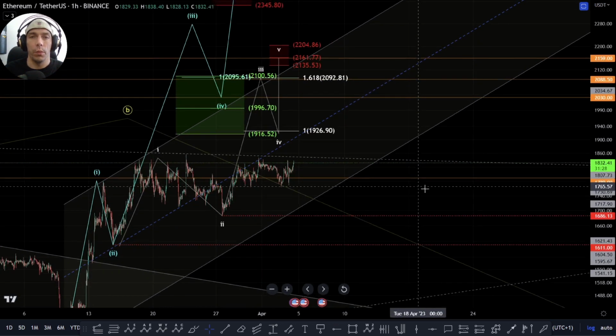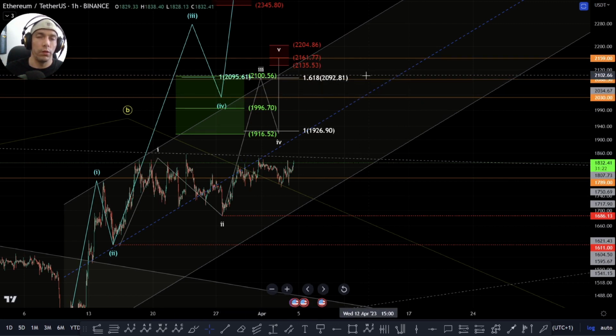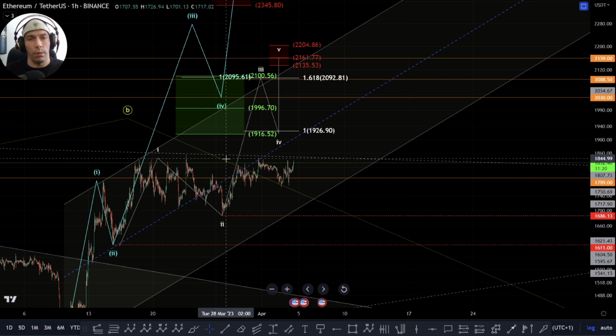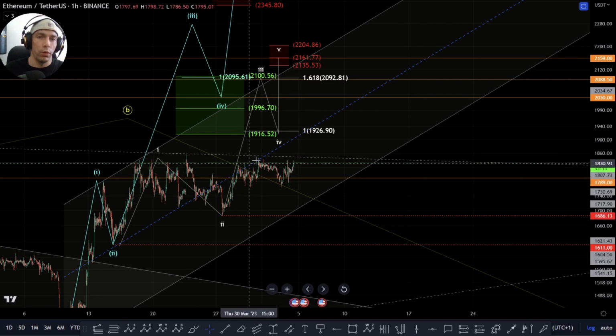Okay, so let's have a look at what we got here. Basically, we're still looking for this potential to move up towards this 2092 range. We need to actually get a move on with this now. I don't really like the way the structure's forming. I want to see some nice impulsive moves here to confirm that we actually have this structure in place.